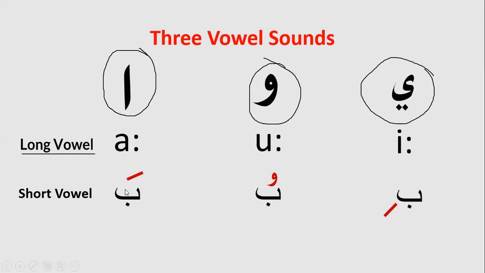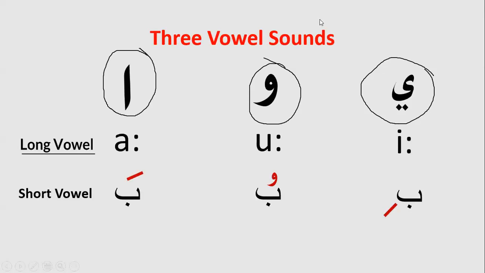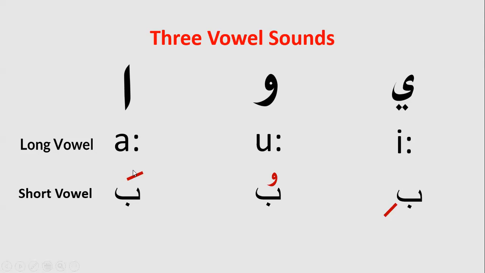Okay, so this is ba, bu, bi. Short vowels. Ba, bu, bi. So you can say ba, bu, bi as long, or ba, bu, bi as short. Okay? Yes, so these are the vowels.